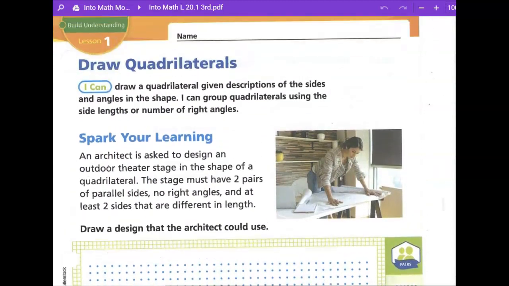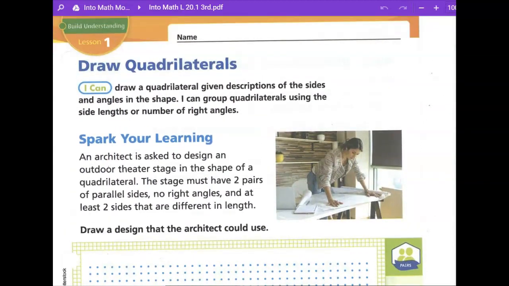Okay? So I want all of you to try and draw a design that matches it. Here's your attributes. It's got to be a quadrilateral, so it has to have four sides. It has to have two pair of parallel sides, no right angles, and at least two sides that are different in length. Go for it.